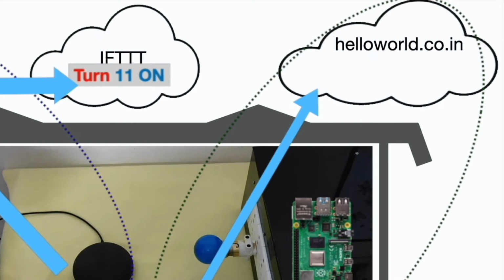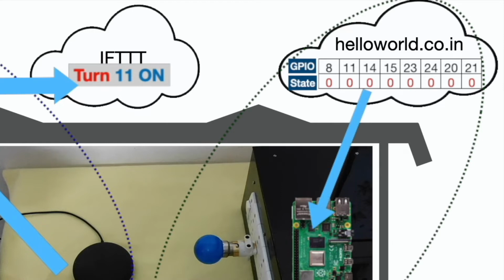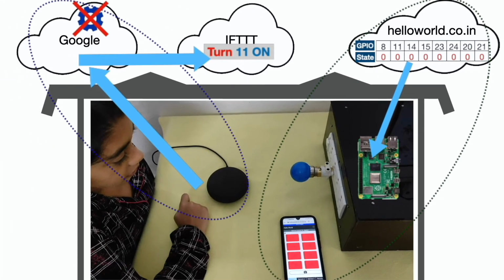The remote saves this data in the cloud with respect to your Raspberry Pi. Raspberry Pi is programmed to check this information every 20 seconds from the cloud and make a pin high or low as per the data available in the cloud.